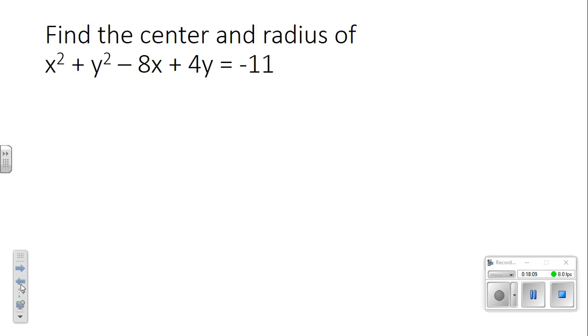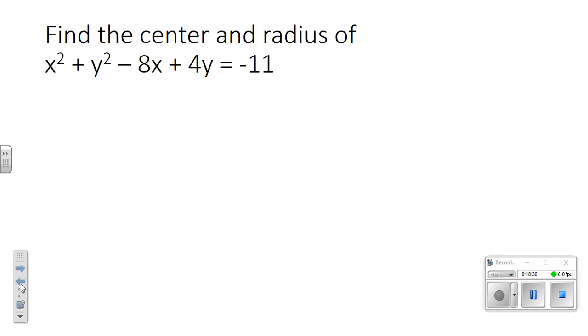Here's where your homework from last night will kick in. Because now we've got this equation, but it's not in standard form, so the center and the radius are not easily visible. See why standard form is kind of handy? We can immediately look at it, decide what the center was, and figure out what the radius was.